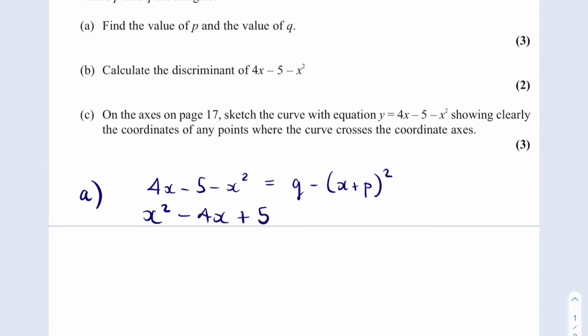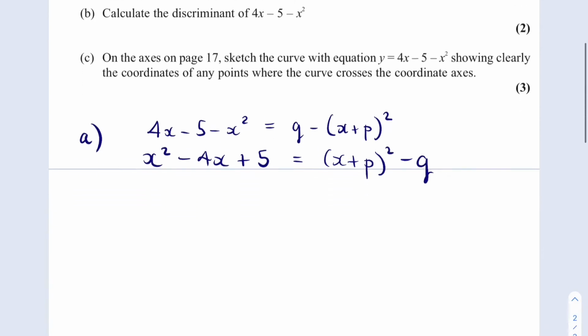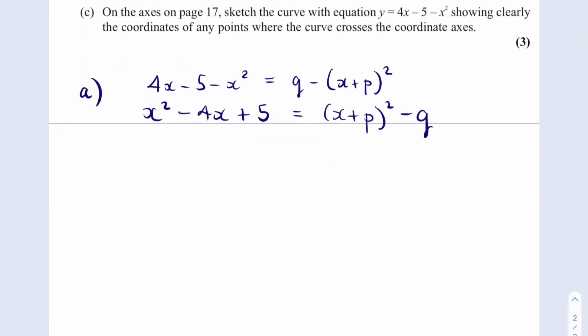So if I multiply both sides by minus 1 and then rearrange into a format that I'm more familiar with, I will get x squared minus 4x plus 5 on the left, and I'll also get (x plus p) squared minus q on the right. So it's been multiplied by minus 1 and just moved around a bit. Okay, now I can see a completed square format, which I'm much more familiar with. So let's complete the square on the left.